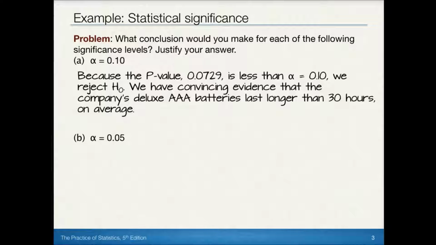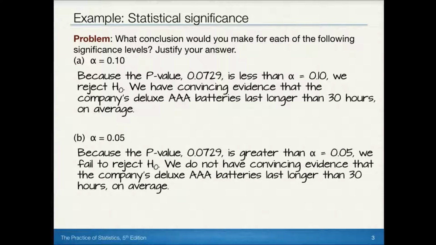Well, let's suppose alpha was 5% or 0.05. In this case, because the p-value is greater than alpha equals 0.05, we fail to reject the null hypothesis. That is, we do not have convincing evidence that the company's deluxe AAA batteries last longer than 30 hours on average. For some additional practice with the concept of statistical significance, try exercise 13.